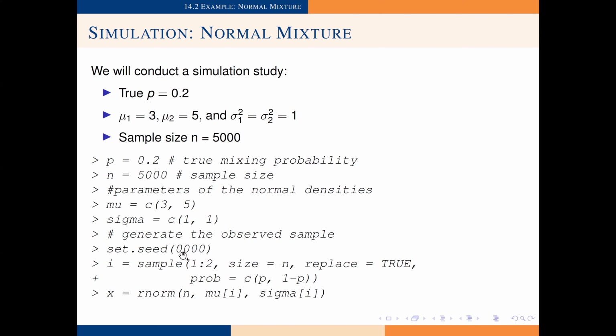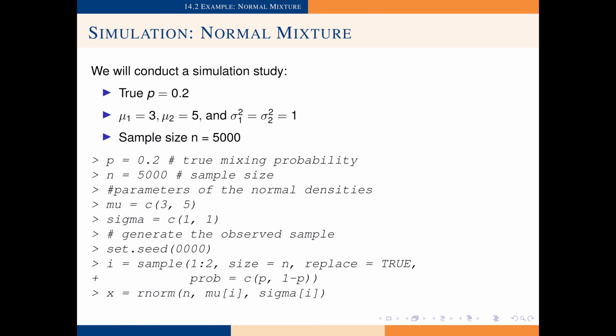So for each sample, we sample from 1 to 2 the group membership, either 1 or 2, where the probabilities of the two groups are given by 0.2 and 0.8, respectively. Given the group membership, we generate the corresponding x, which follows a normal distribution, and the mean depends on the group membership. The variance also depends on the group membership. Let's note that this is how we generated data, right?